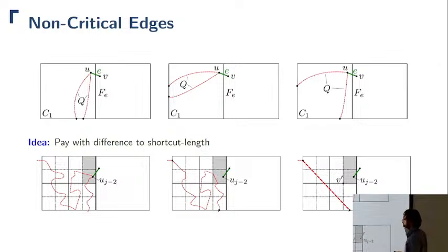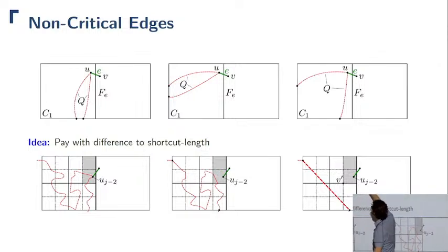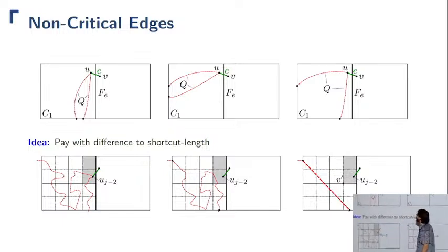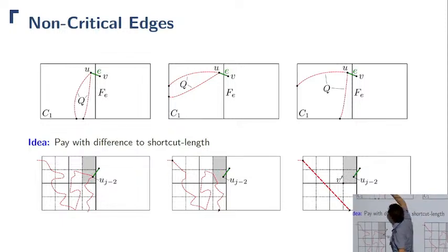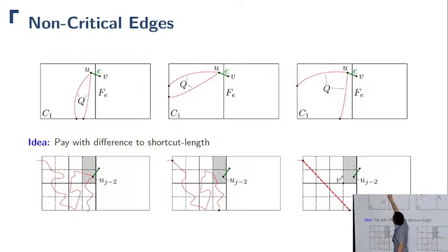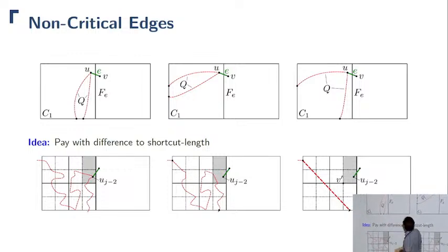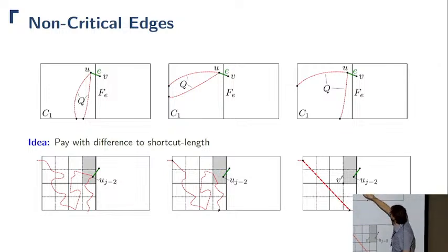And finally, we have the situation that it does not go to the top but to other places, and then the idea is to use this approximate tour to pay for the portal crossing of this edge, which can happen in different ways. And the idea is to take a shortcut of those points and then to pay with a difference.